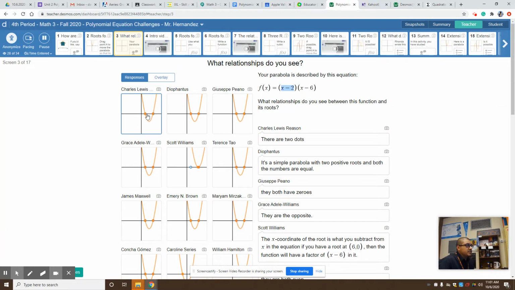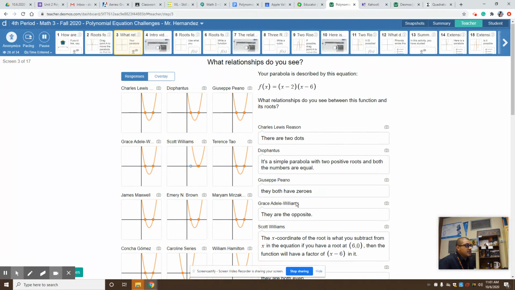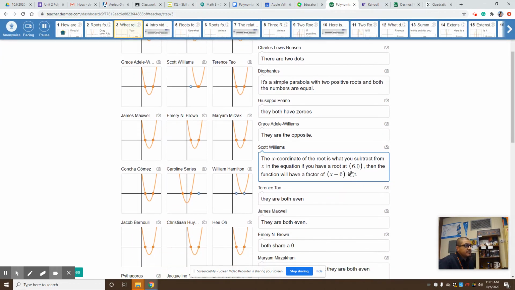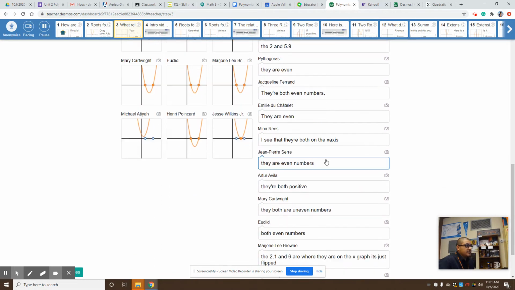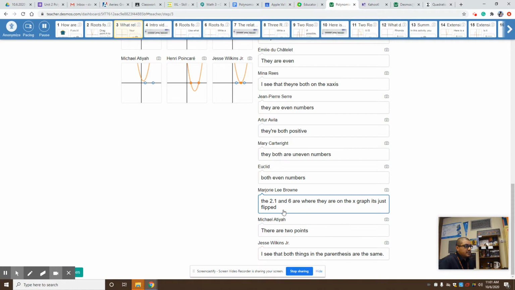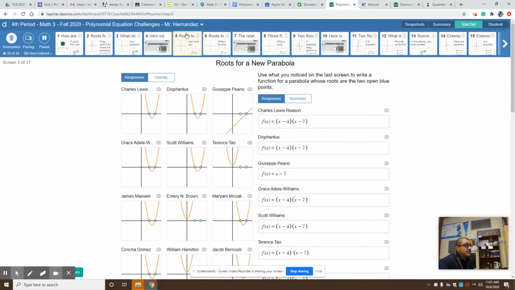But okay, after this one, it talks about x minus 2 and then x minus 6 being the factors of these x-intercepts. Somebody wrote the opposite. If the x-intercept is 6, then you're going to have a factor of x minus 6. It's just flipped. So the sign is different. The number in the parentheses is the same as the x-intercept, just a different sign.